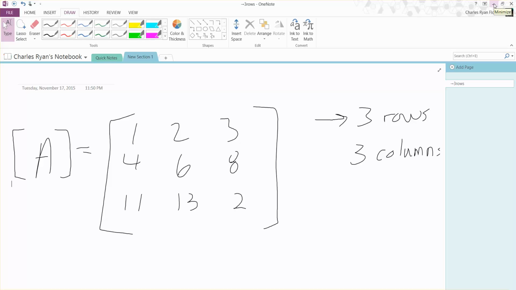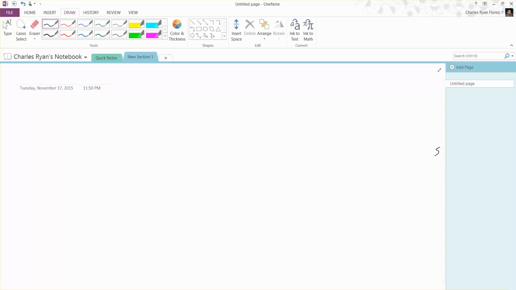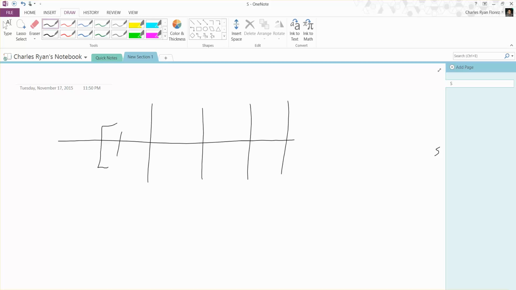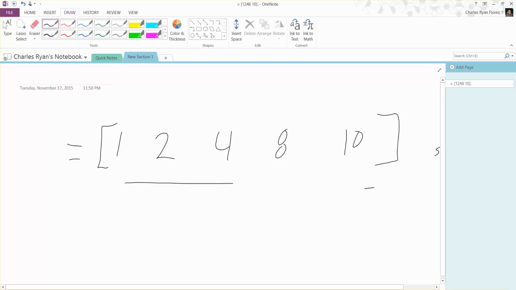What we'll look at, for now, is only matrices that have only one row and a bunch of columns. So we'll have something like 1, 2, 4, 8, 10, and so forth. Or we'll have something just like this.